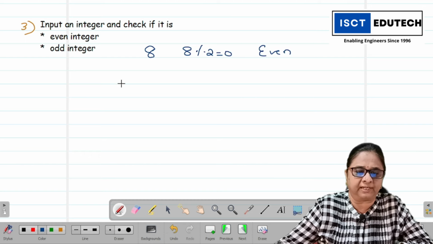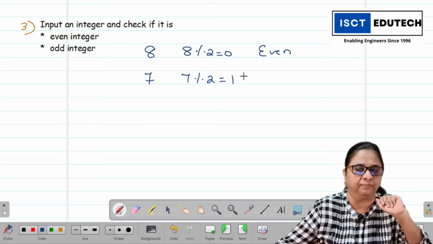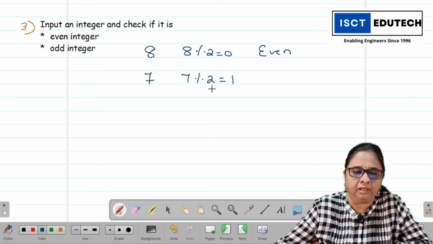Next, suppose I take it as 7. What is 7 modulus 2? The remainder is 1. Remember, modulus works only with integers, you cannot do it with float. And the answer will always be an integer when you divide a number. So 7 modulus 2 is 1. So the remainder is not 0. So the answer is going to be odd.